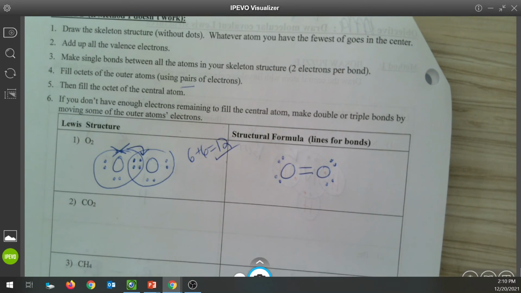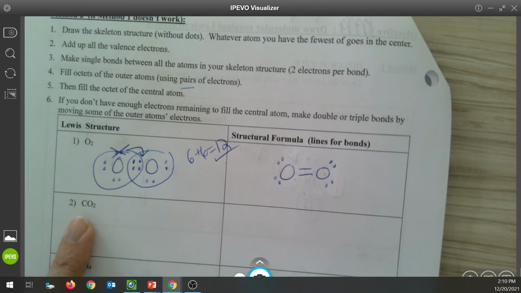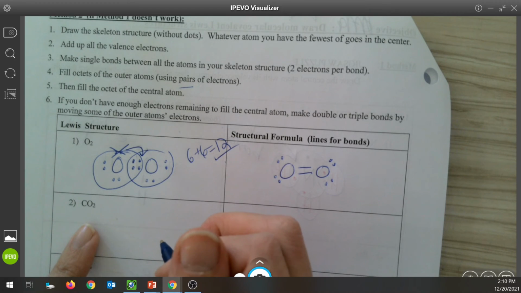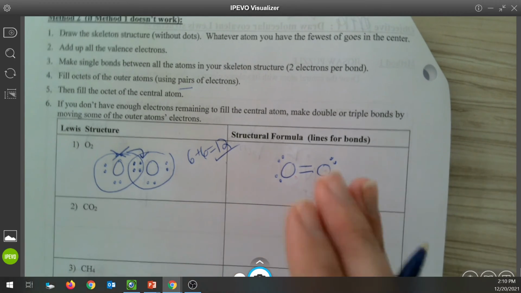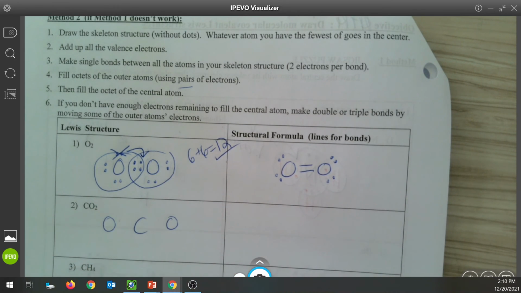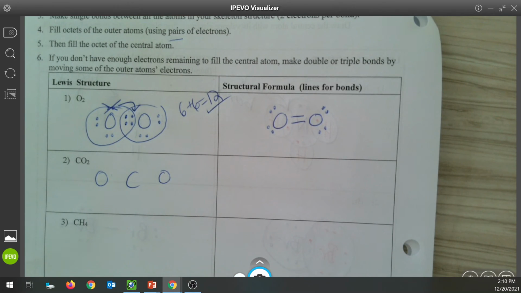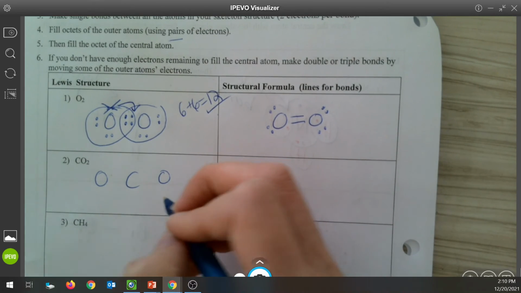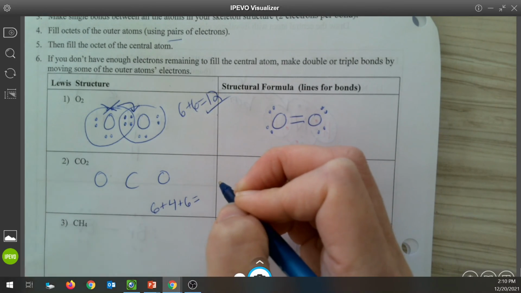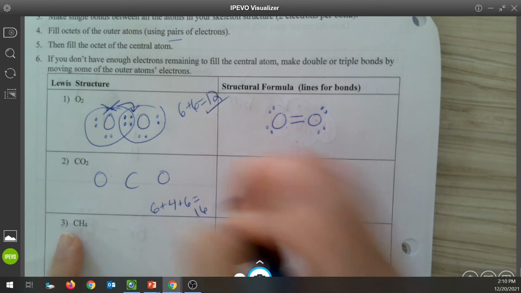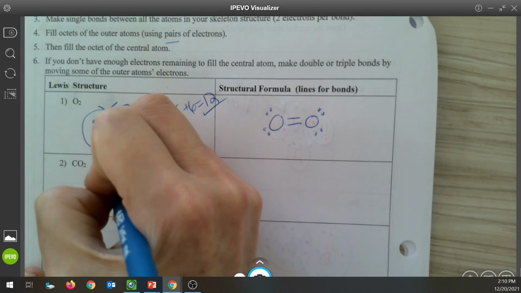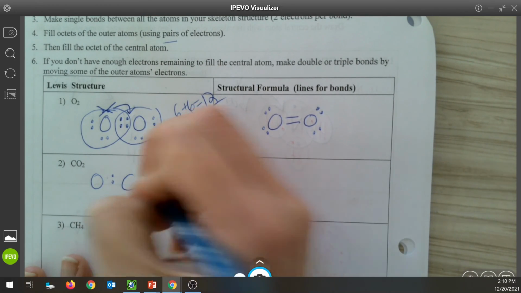All right, CO2. What do you think is going to be in the middle? Which one's going to be in the middle, C or O? C. Yeah. And then put an O on either side. All right, add up your electrons. Oxygen has 6, carbon has 4, oxygen has 6, for a total of 16. All right, the first thing we do is we make single bonds. There has to be a single bond there, and there has to be a single bond there.